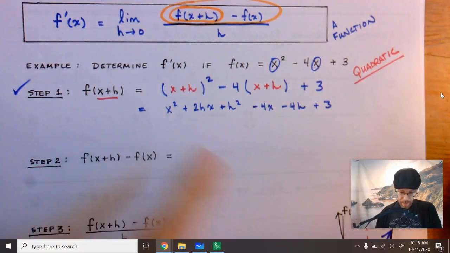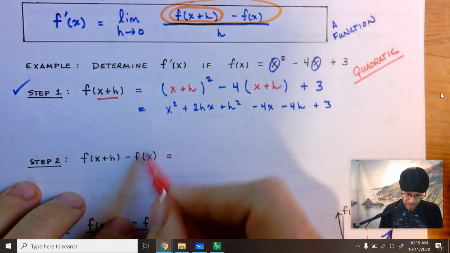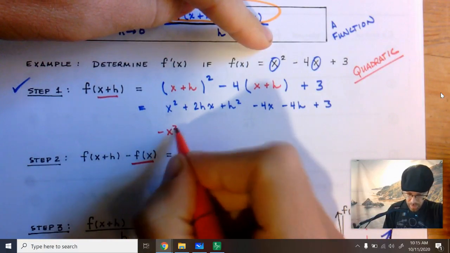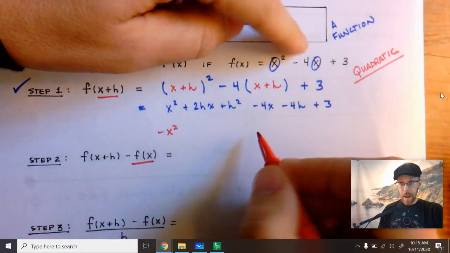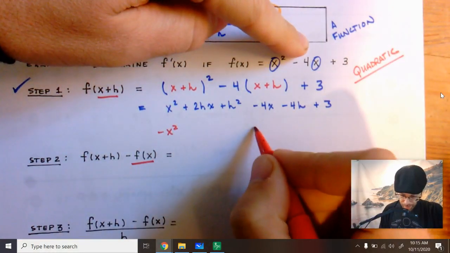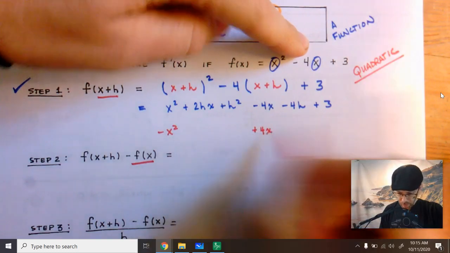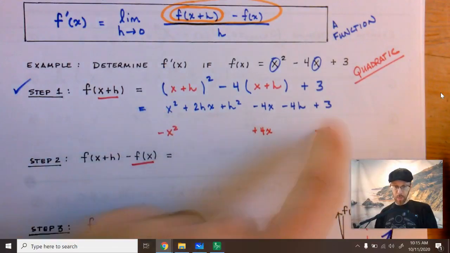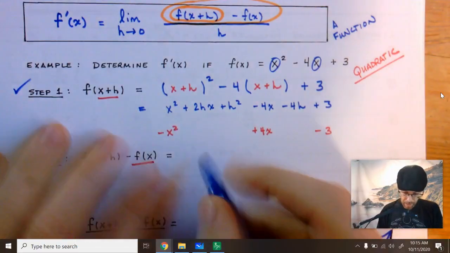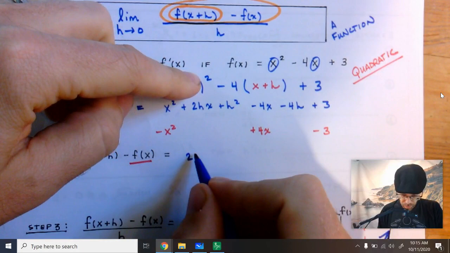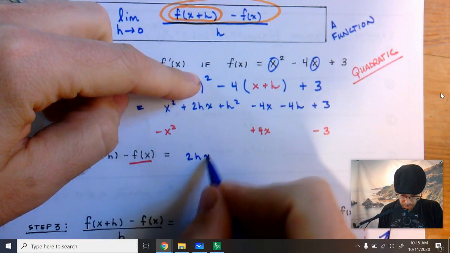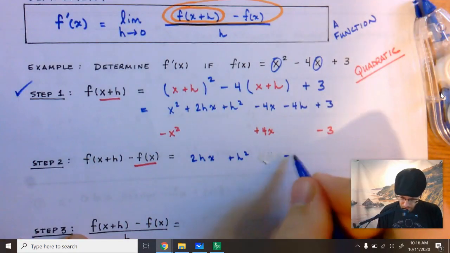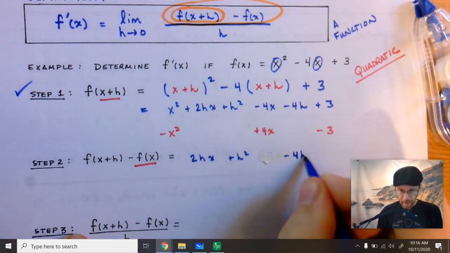So I'm going to take this and I'm going to subtract f of x, which means that I'm going to subtract an x squared. Notice that I've got one already. I'm going to subtract a negative 4x, so that means I'm adding a 4x. And then I'm going to subtract a 3. So these three terms are going to cancel, and we're left with 2hx plus h squared minus 4h.